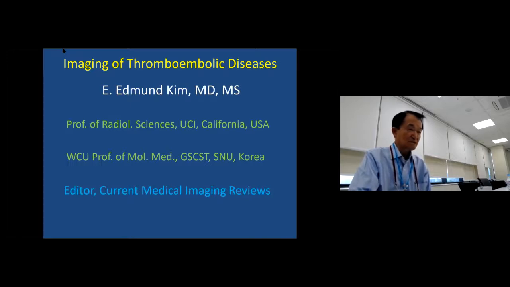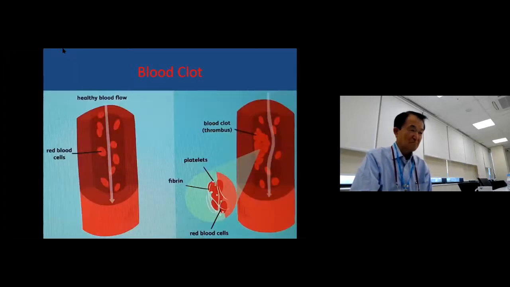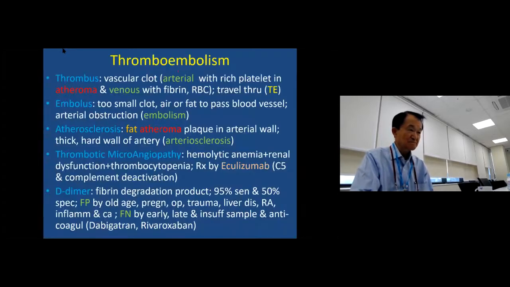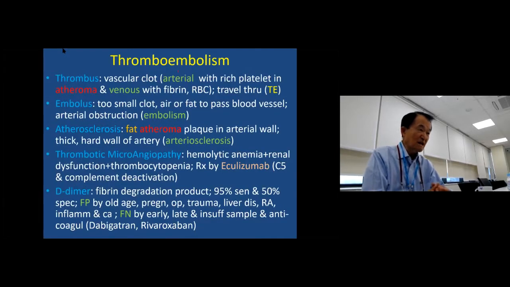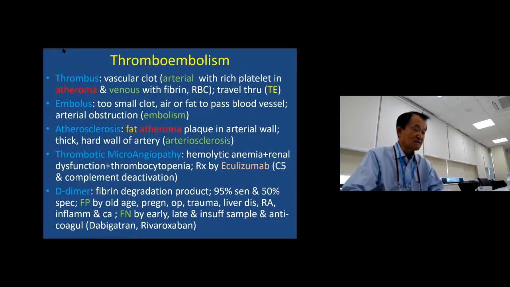First, I'm going to basically review what we are dealing with. As you know, a blood clot is accumulation of red cells inside the blood vessel, as you see on this diagram. So let's clarify the terminology. The thrombus is a vascular clot. It could be arterial or venous.